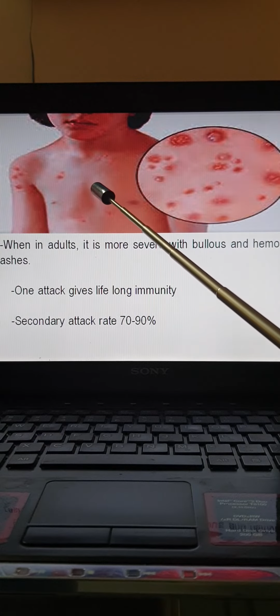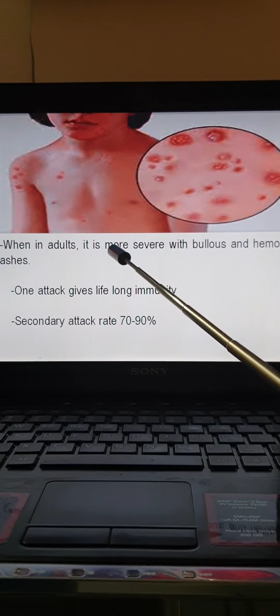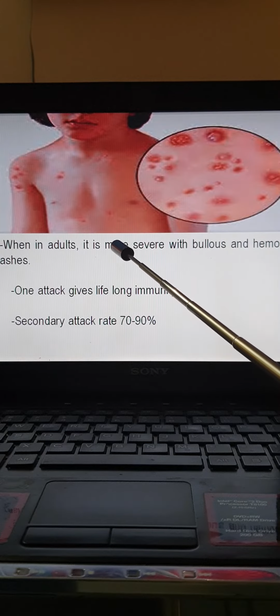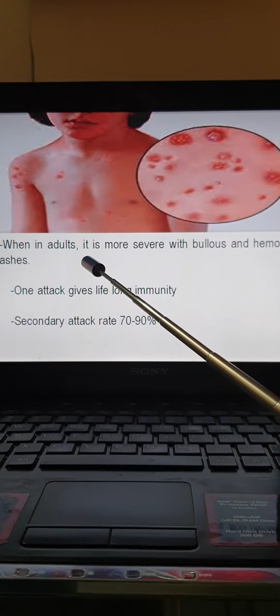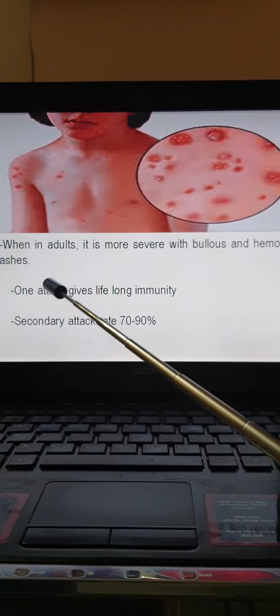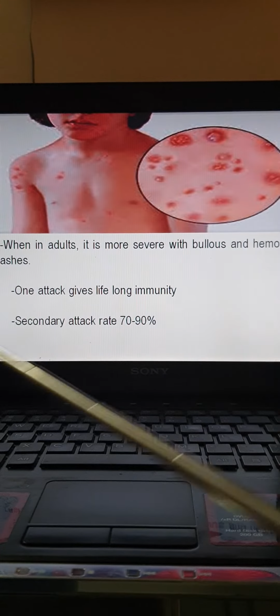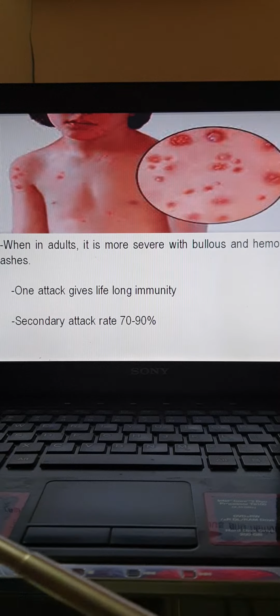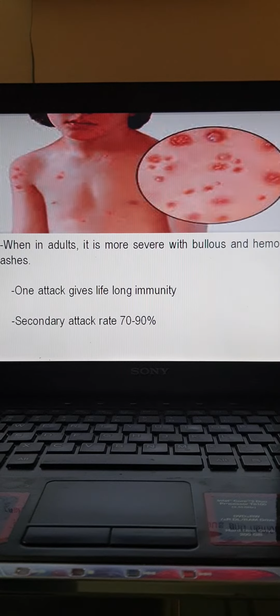In adults, it causes severe rash. Bullous and hemorrhagic rash is caused in adults. And one exposure or attack gives a lifelong immunity. Secondary attack rate is 70 to 90%.